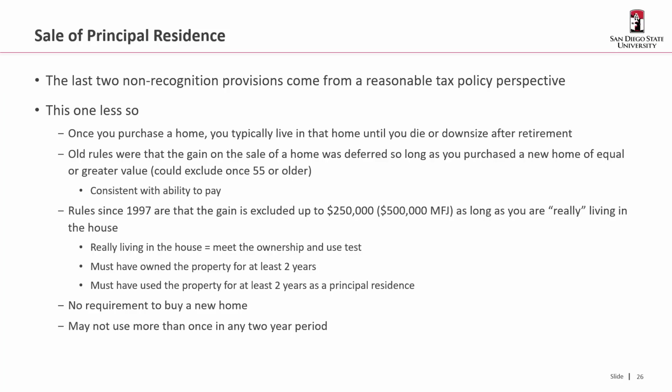Once you purchase a home, for many, many taxpayers, you live in that home until you die or you downsize, right? A lot of people will often buy a bigger home, but many of them will buy a first home and then they'll stay in it until they're done. So under the old rules pre-97, this is 1997, the gain on the home was deferred so long as you purchased a new home of equal or greater value. And then once you turned 55 years of age or older, you could exclude a portion of that.